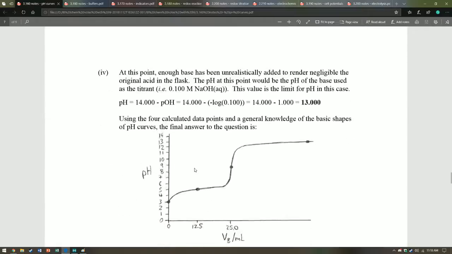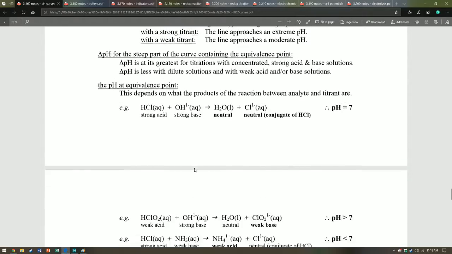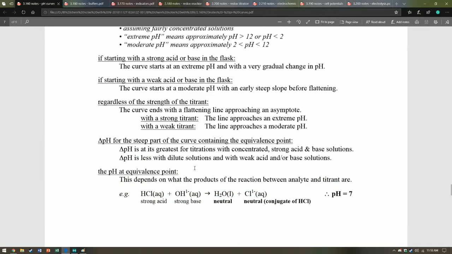A couple of things that you'll be asked to do is describe the shape of a pH curve. So if you're starting with a strong acid or base in the flask, you will have an extreme pH, where extreme pH is a pH of less than 2 or greater than 12, and there's a very gradual change in pH. And if there's a weak acid or base, it starts at a moderate pH with an early steep slope before flattening. And regardless of the strength of the titrant, the curve ends at an asymptote. For a strong titrant, it asymptotes at an extreme pH, and with a weak titrant, it asymptotes at a moderate pH.